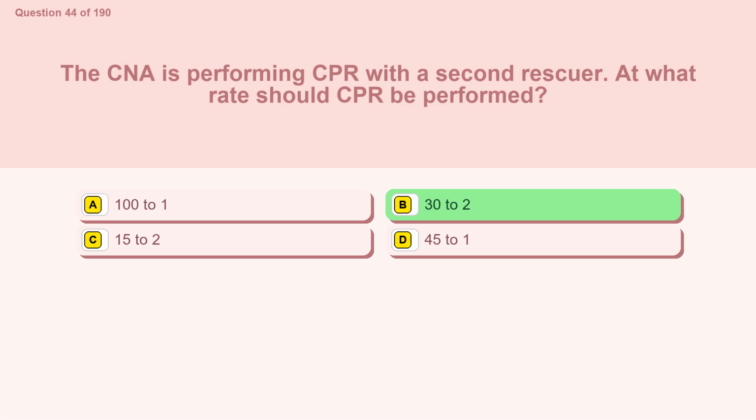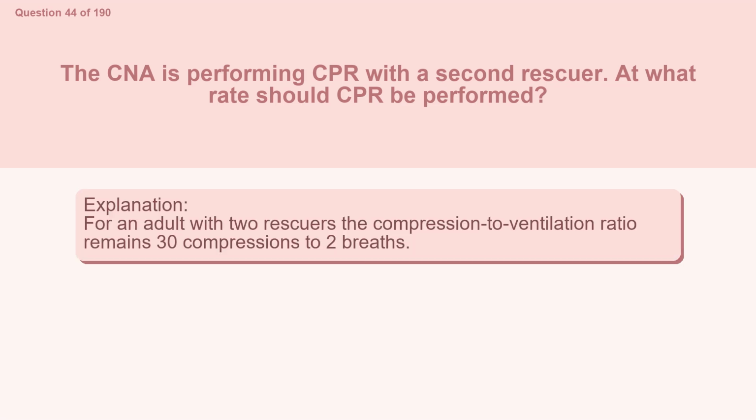The correct answer is option B, 30 to 2. For an adult with 2 rescuers, the compression to ventilation ratio remains 30 compressions to 2 breaths.